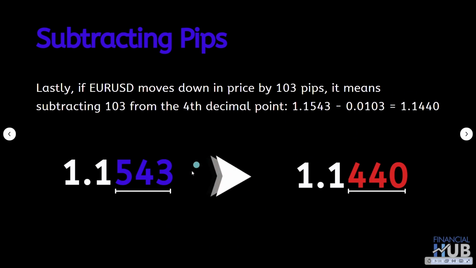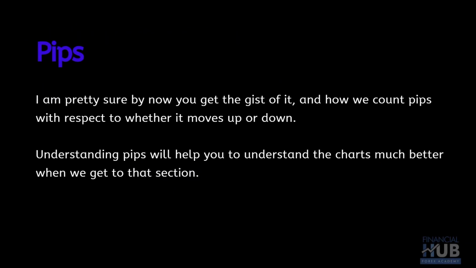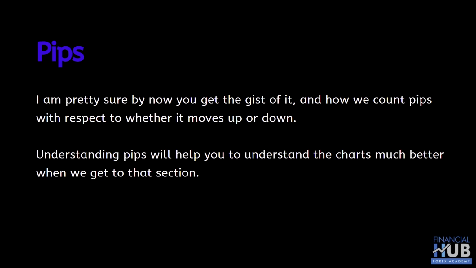That's the difference. So you're looking at that whenever market is moving in either direction. That's what you want to be doing, adding and subtracting with respect to the fourth decimal point. I'm pretty sure by now you understand the gist of it, and how we count pips with respect to whether it moves up or down. Understanding pips will help you understand the charts much better when we get to the section of charts, okay?